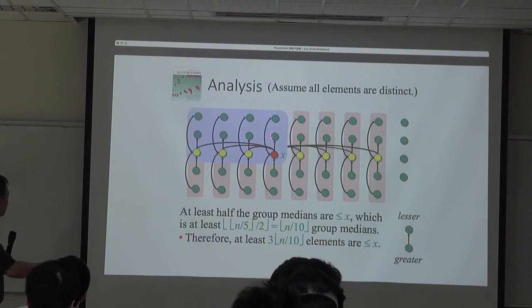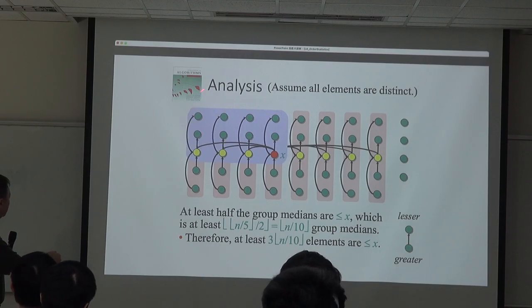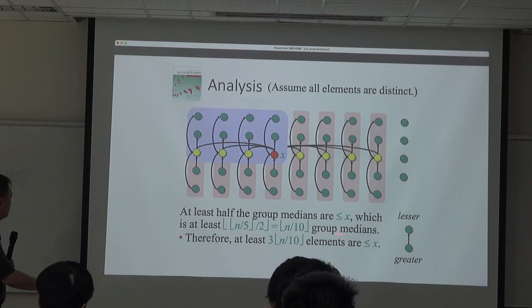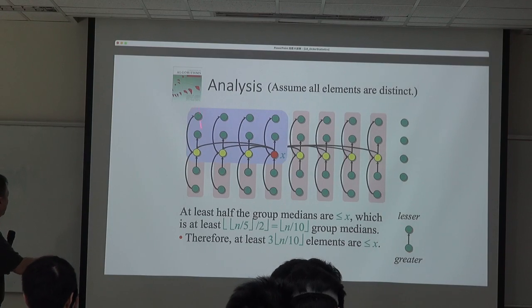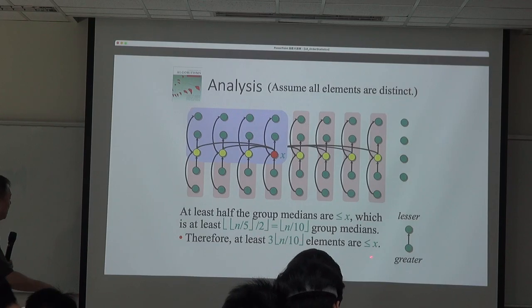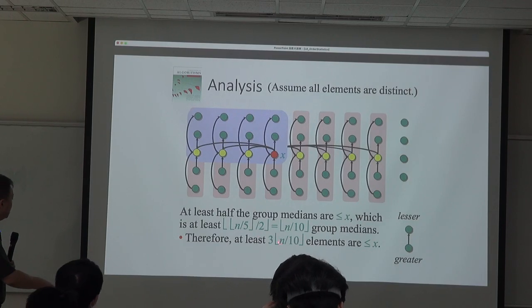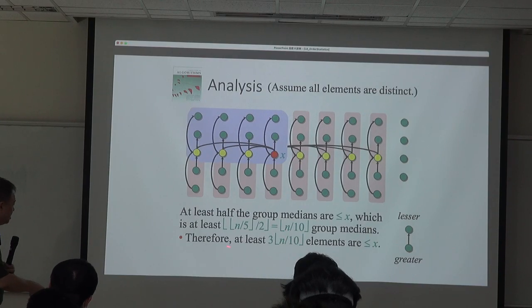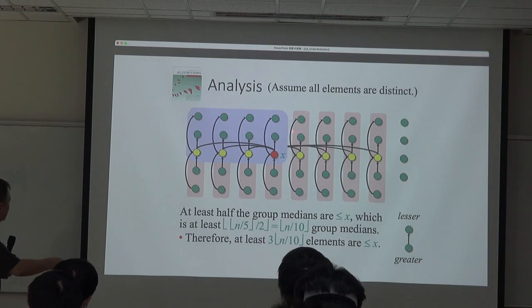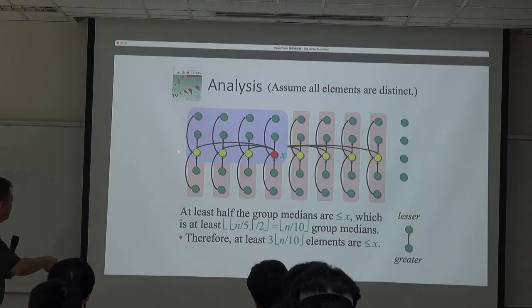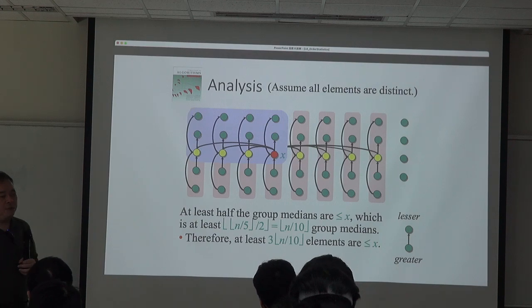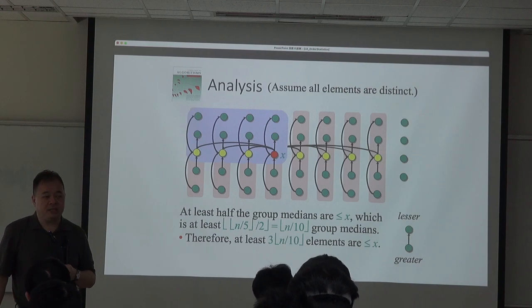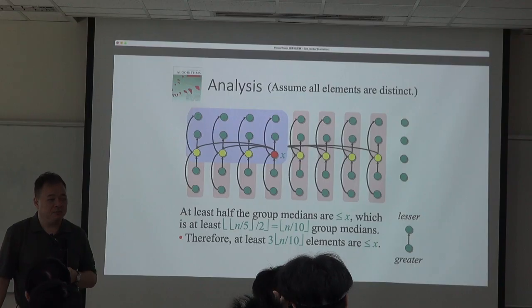This part is roughly n divided by 5 divided by 2, right? So we have this many group medians, and for each group, at least 3 of them are smaller or equal to x, right? So it's going to be 3 times n divided by 10. These many elements, indicated by this purple region, must be smaller or equal to x, right?